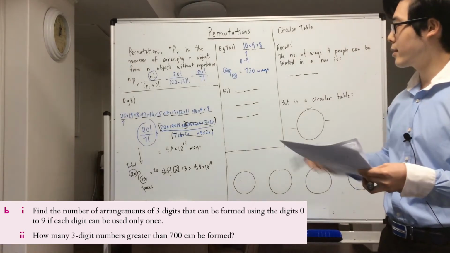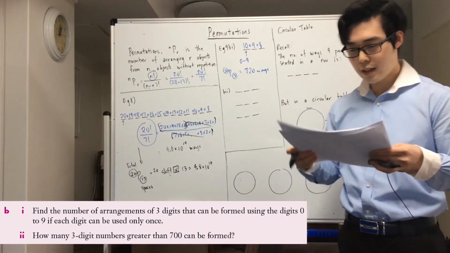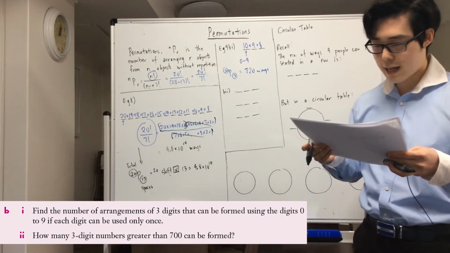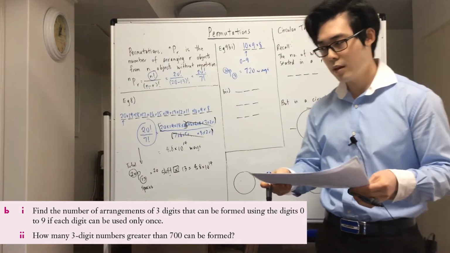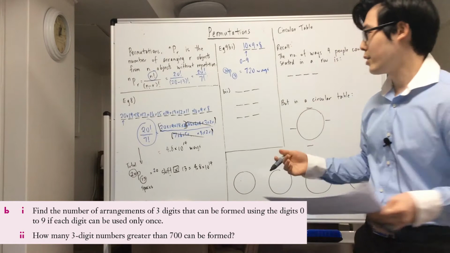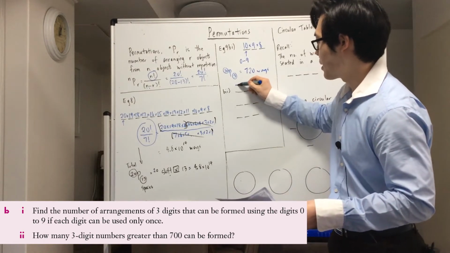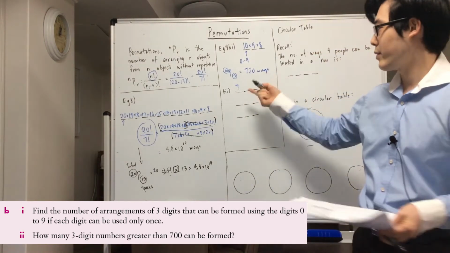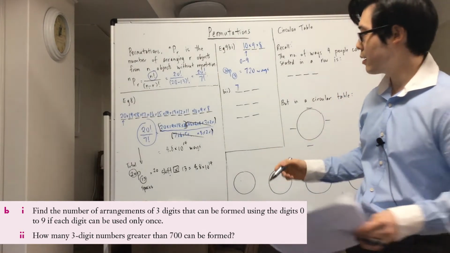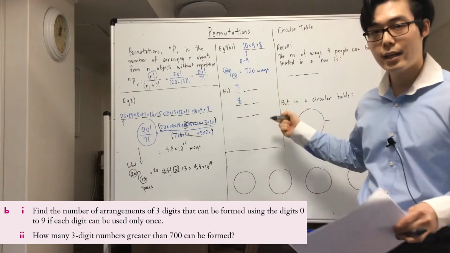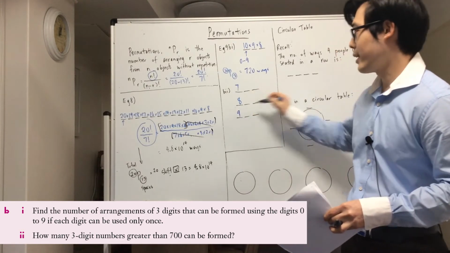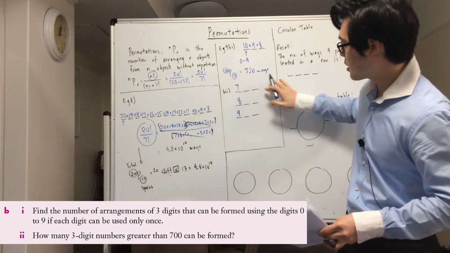Now let's have a look at the next question with some restriction. It says how many 3-digit numbers greater than 700 can be formed. So if it's greater than 700, the first number can start with 7 because 700 and something is greater than 700. You can also have the first number starting with 8 because that will be in the 800s, and then 9 for the 900s. So that means, let's have a look at this first scenario.